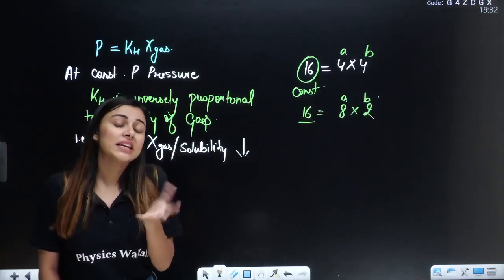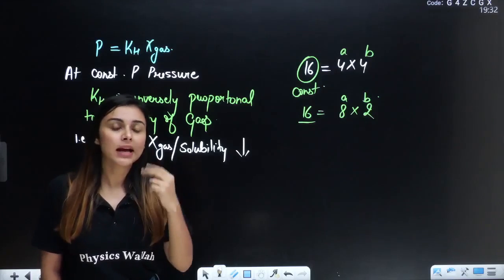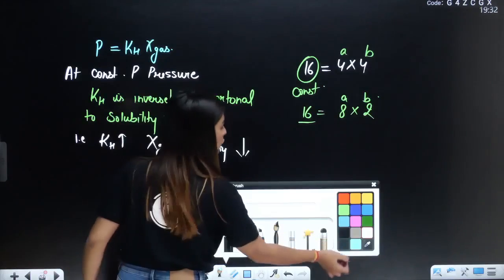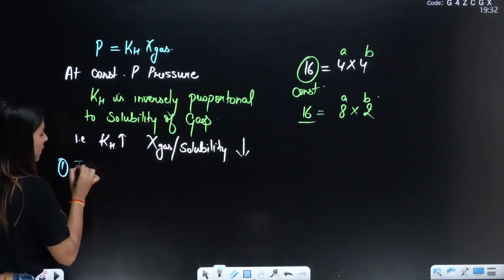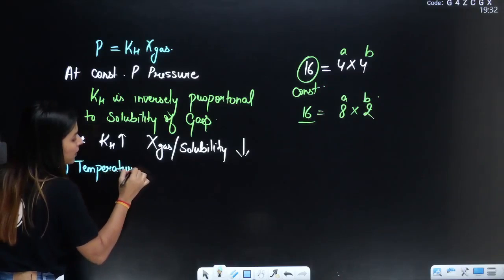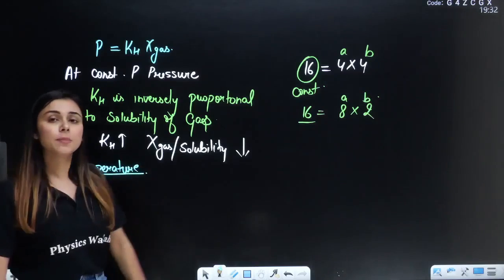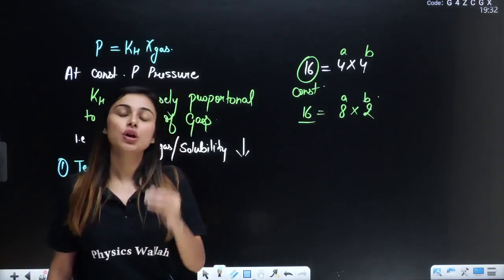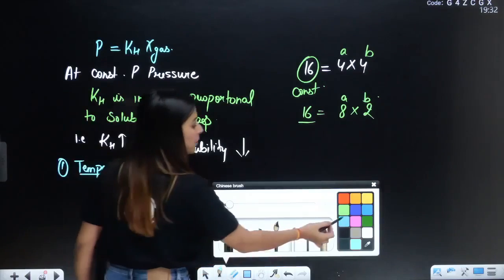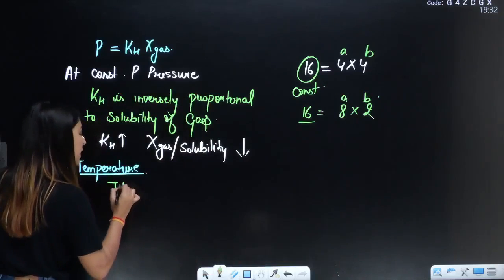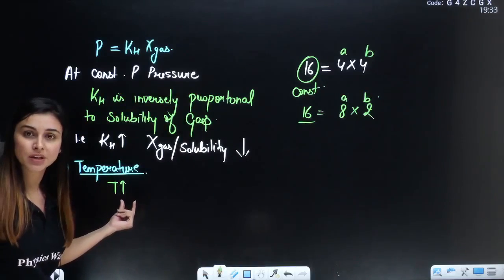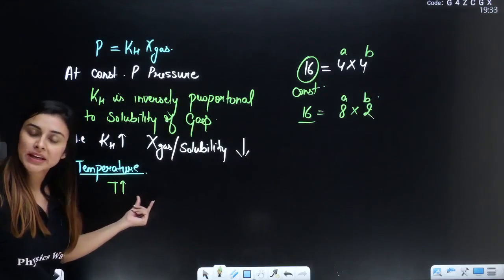Now I know that KH depends on two major factors. First is temperature. So what will happen if at a particular pressure P, which is a constant pressure, you try to increase the temperature? If you try to increase the temperature, my dear students, what are you trying to do? You increase the temperature. I told you KH depends on temperature. The more the temperature, the more the KH value.